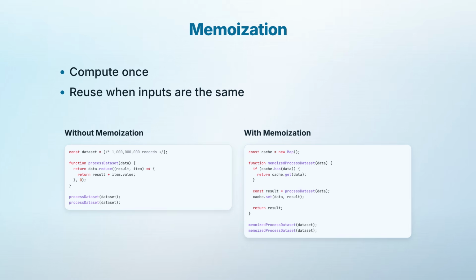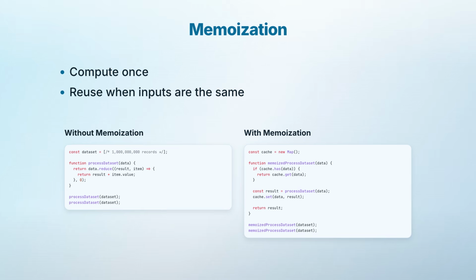Before we talk about React compiler, let's quickly remind ourselves what memoization is. Memoization means saving a computed result so we don't have to calculate it again for the same input. In this example, process dataset performs an expensive calculation on a large dataset, maybe millions of records. If we call it twice with the same data, it repeats the exact same work.